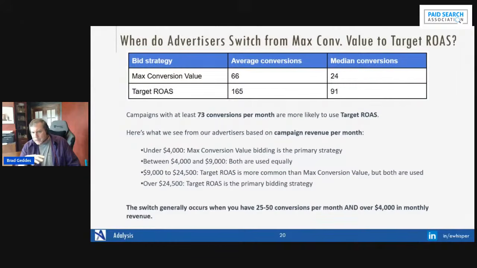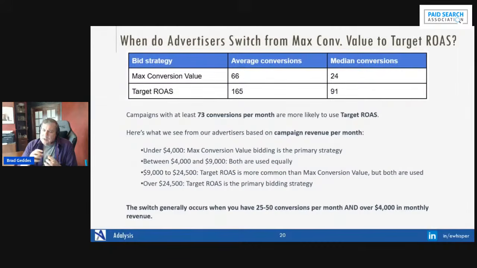So under 4,000 a month, right? Max conversion value was by far the most common. Between 4,000 and 9,000, they're about equal. Now, between 9 and 24,000, so we're seeing some big jumps here, right? Target ROAS is more common than max conversions, but they're both used quite a bit. I say more common, it was like a 65-35 split. And then over 25K a month, target ROAS is the primary used.